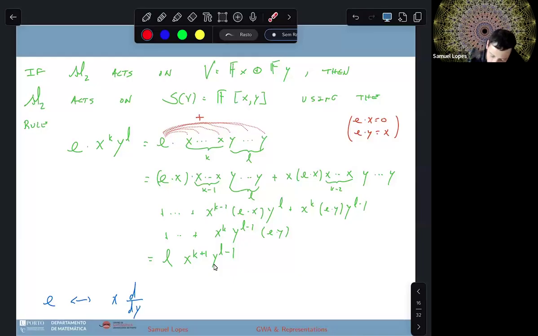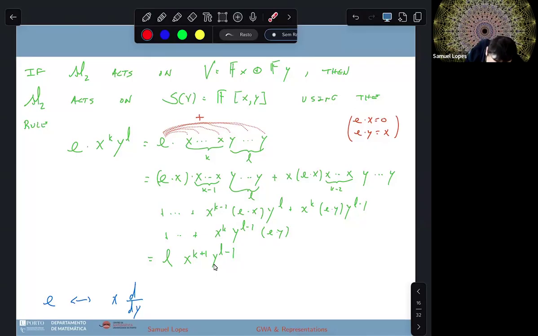Okay, so what happens when you do this? I have a reminder here that E kills x and E sends y to x. So all of these first terms will be 0 because E acting on x will be 0. So all of the terms up to here are going to be 0. Then when I get here, E acting on y means x. So I'm going to replace this E acting on y with an x. And I'm going to do this in every slot. There are L slots, and they will all look the same because this is a commutative polynomial ring.